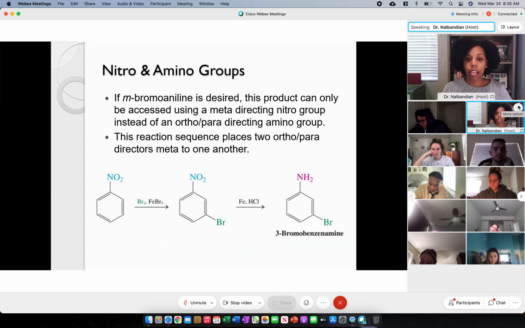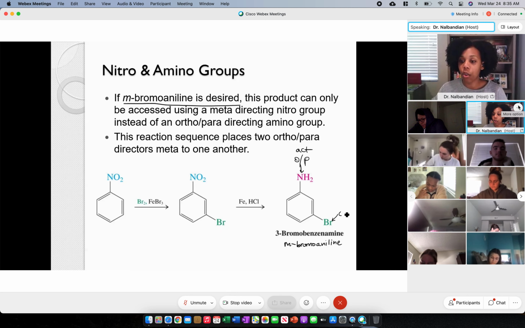So where would this be necessary? Well, let's say we want to make m-bromoaniline. Common name here, right? m-bromoaniline. If we want to make that, we know that this is an ortho-para director, but it's an activator, right? And we know that this is also an ortho-para director. So neither one of them, if they're on there first, will direct the reaction to occur meta to the other. So what do we have to have on there first? We have to have a nitro group on there first.